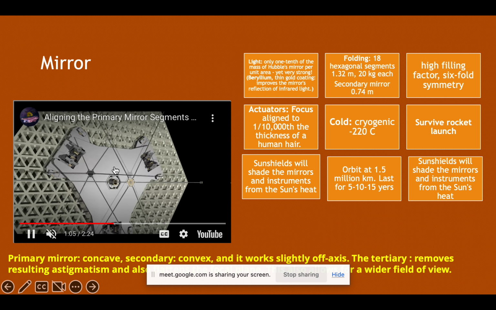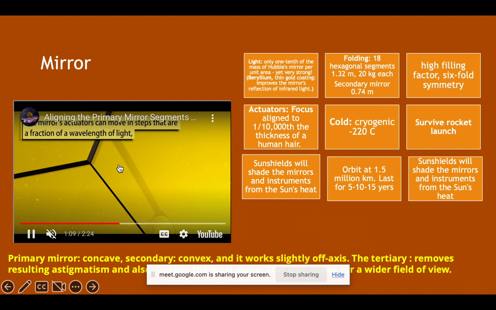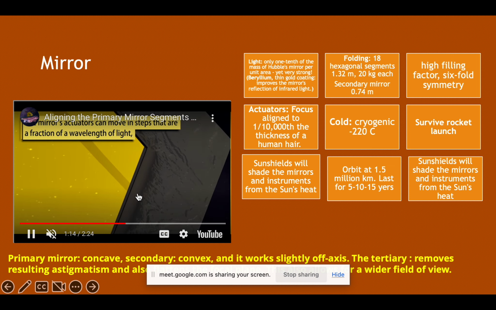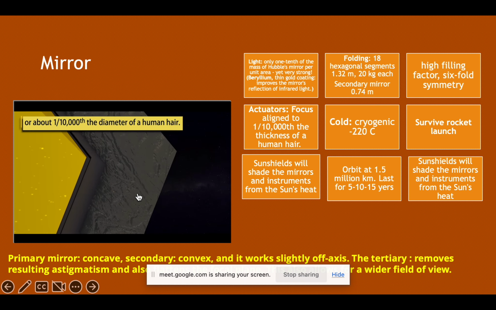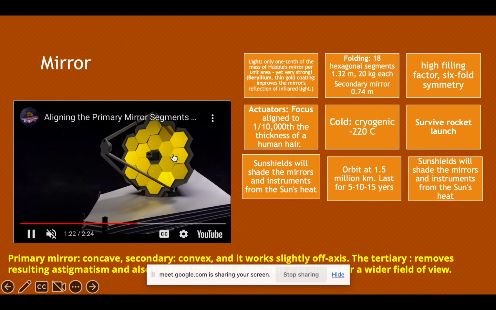On top of that you have these accentuators placed, and the basic point of this is to align the segments. You have to align them to a fraction of a wavelength of light, so perfectly aligned, so that together they can give you the effect of a single mirror, right? So you actually align them in that kind of a perfect way.